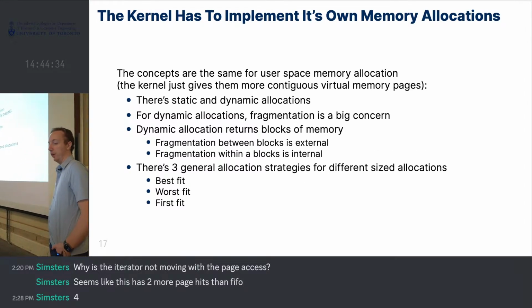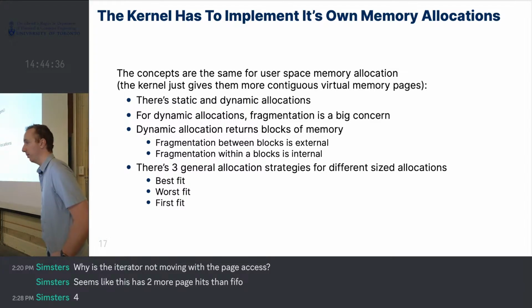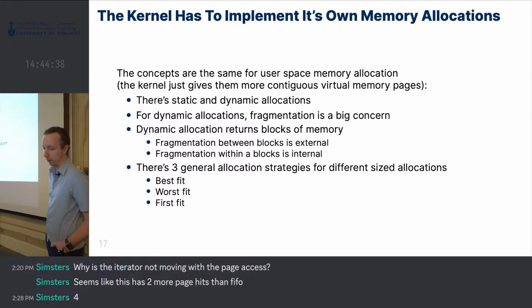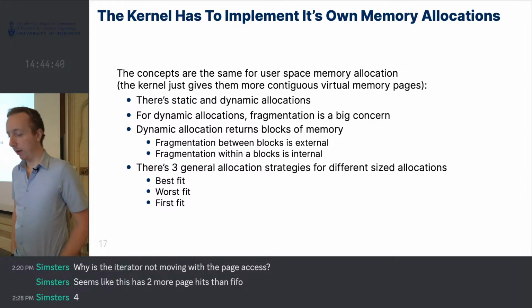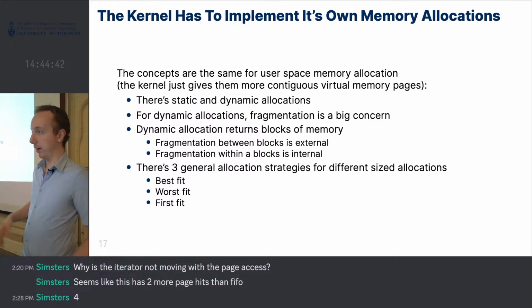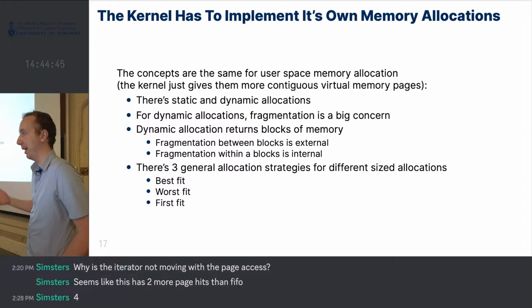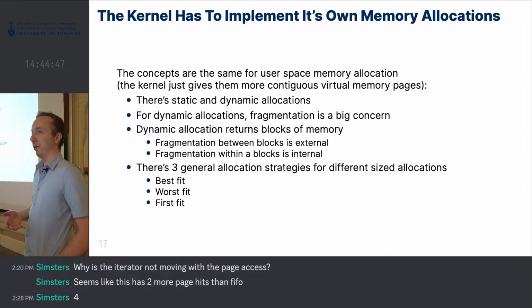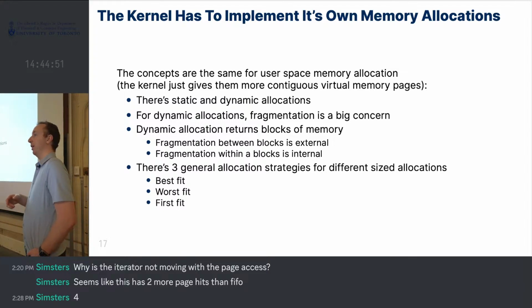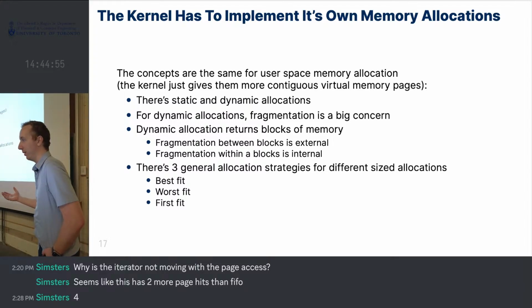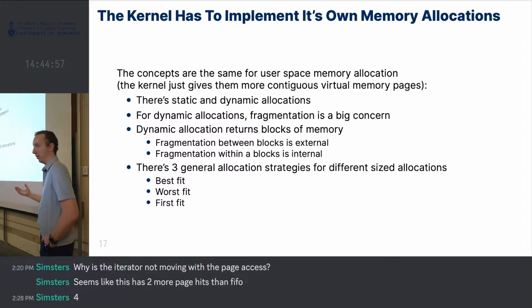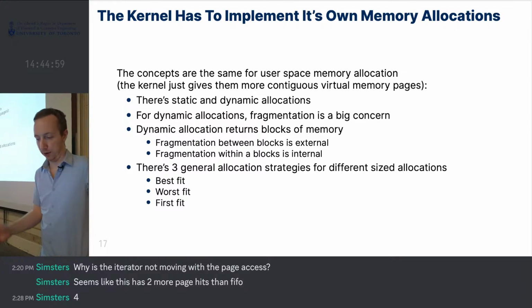So the kernel has to implement its own memory allocations. We'll see what the kernel actually does tomorrow. Concepts are the same for user space memory allocation. The kernel eventually has to allocate its own memory too. You might have noticed if you poked around in your kernel code in lab 0 that you can't call malloc or anything like that, because malloc is a C function. It doesn't exist in the kernel, so the kernel has to do its own memory allocations.